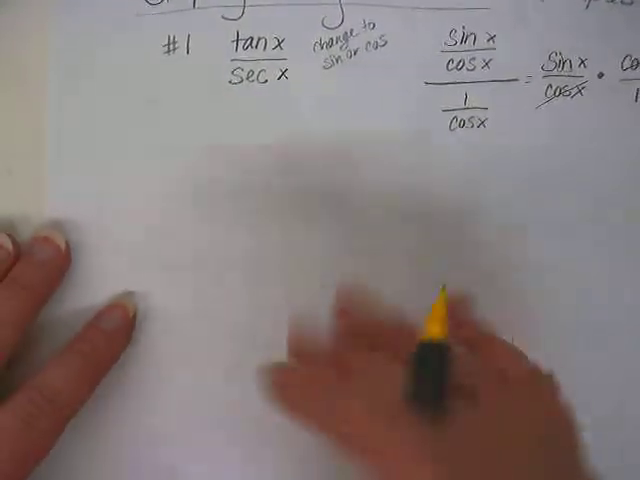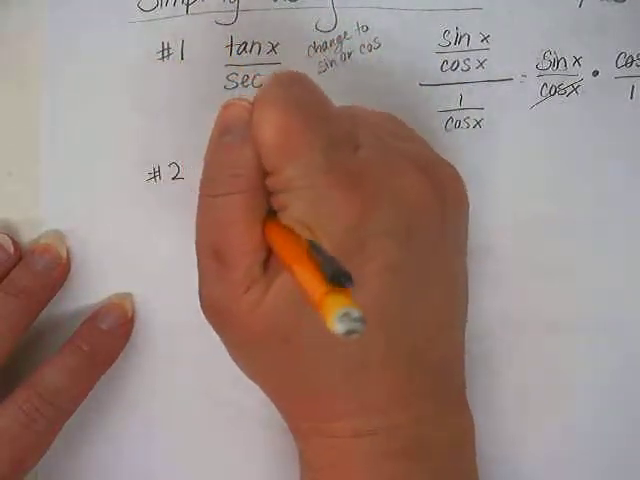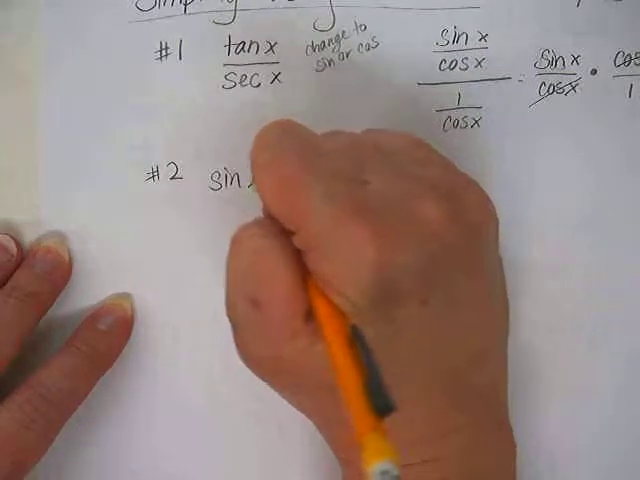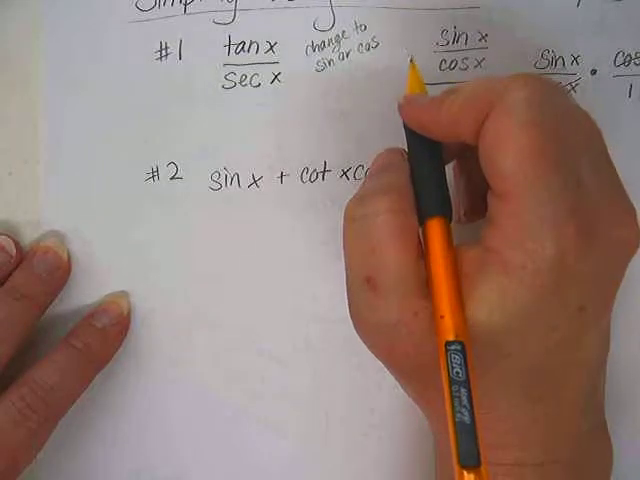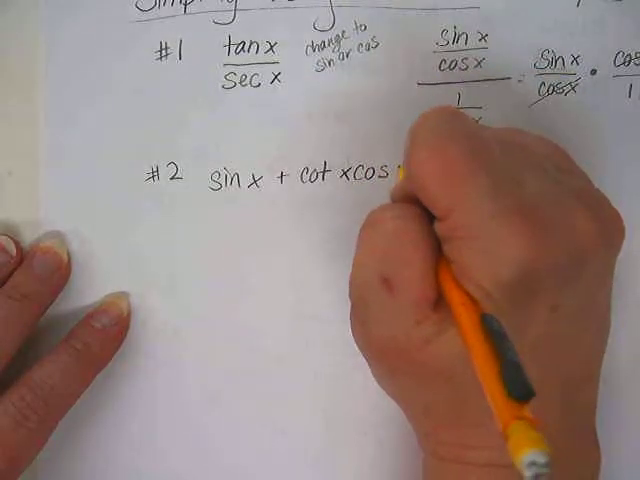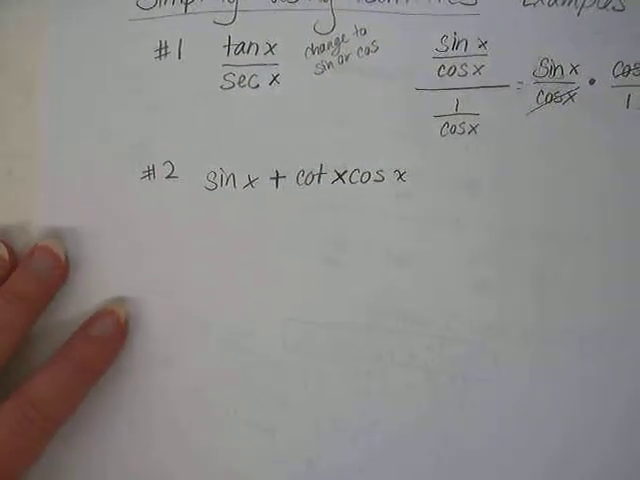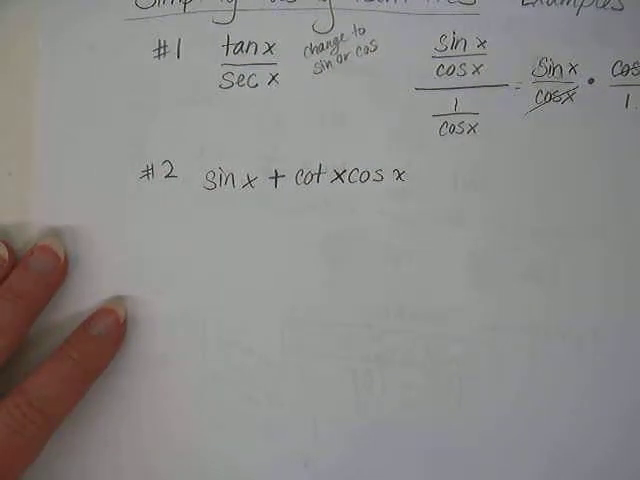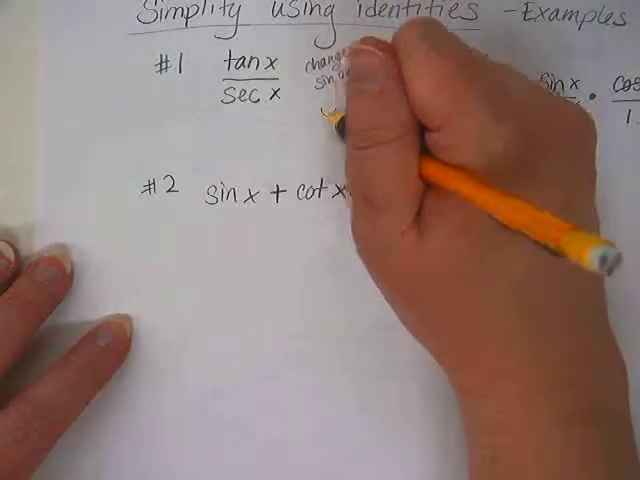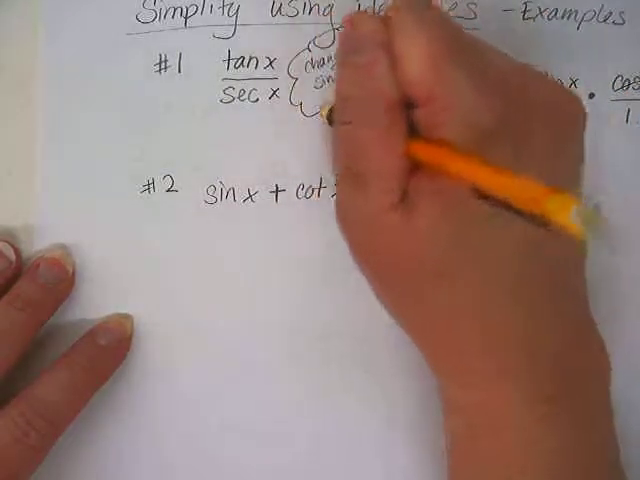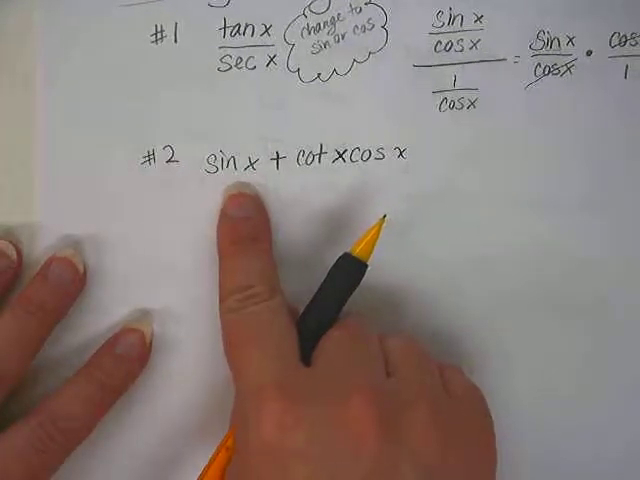These are kind of like little proofs, sort of, or we're leading up to that. Sine x plus cotangent x cosine x. There, that's what we want to simplify. So again, we're going to use the same hint. This is a very valuable hint for a lot of this type of problem. Change everything to sine or cosine.